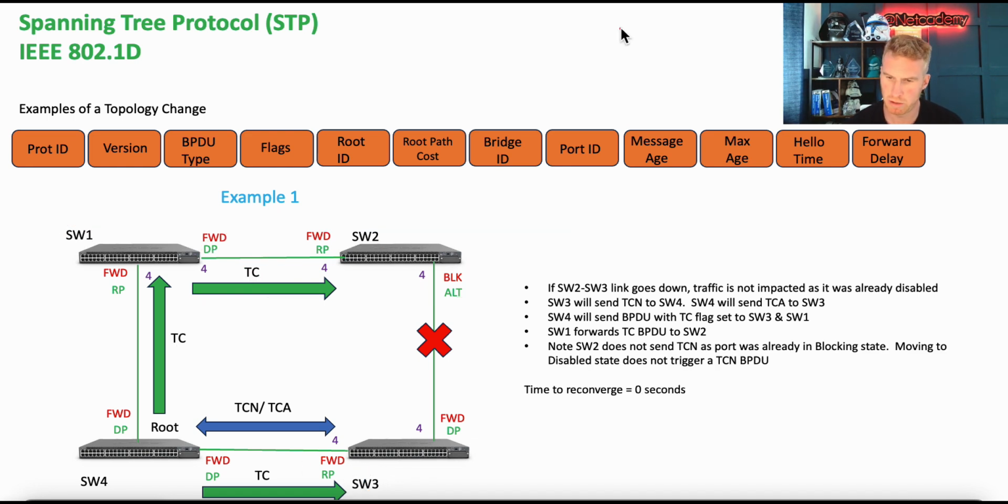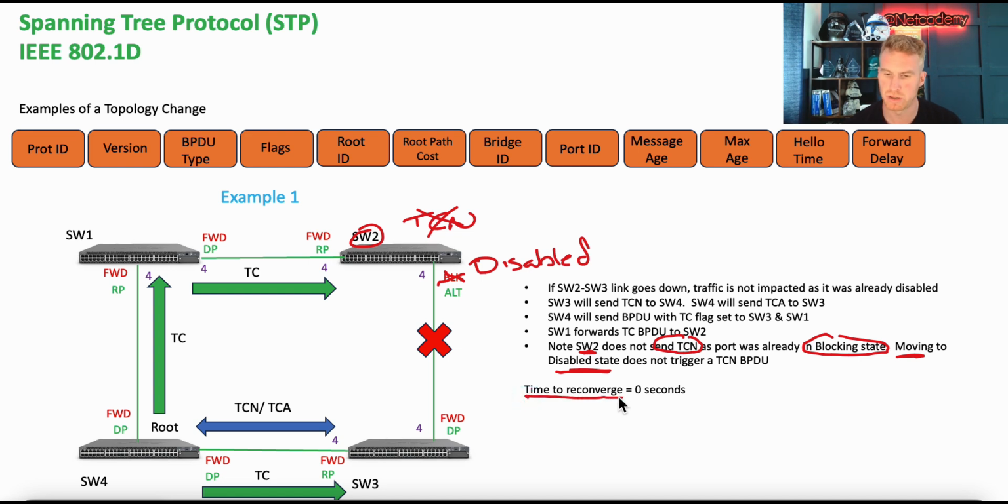As I just said, SW2 didn't send that TCN message because the port was already in the blocking state. When you move from a blocking to a disabled state, that does not, from SW2's perspective, mean that you have to send a TCN message, because that does not count as a topology change. And as such, the time to reconverge when a link goes down, in this case between a blocking port on one end and a forwarding designated port on the other end, is 0 seconds.